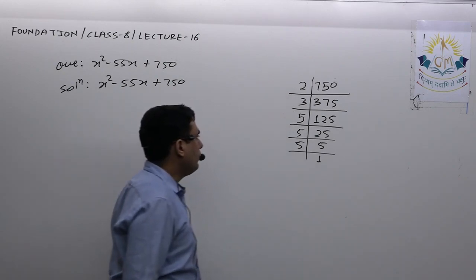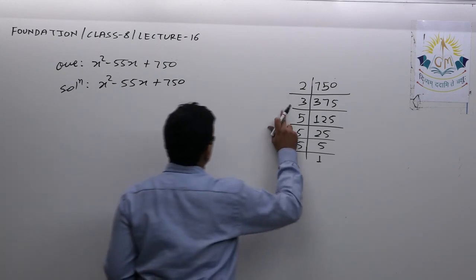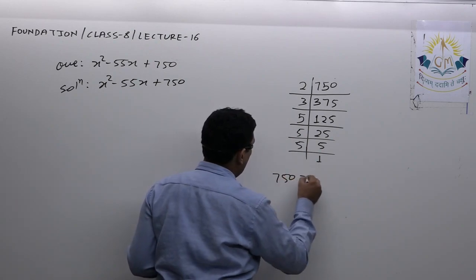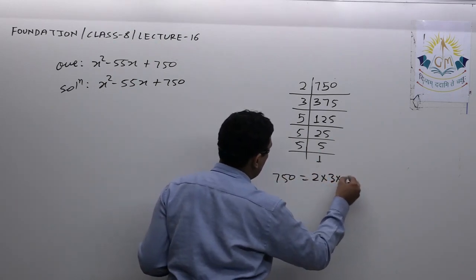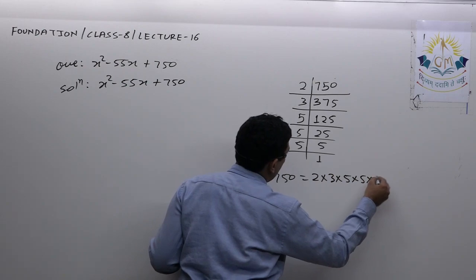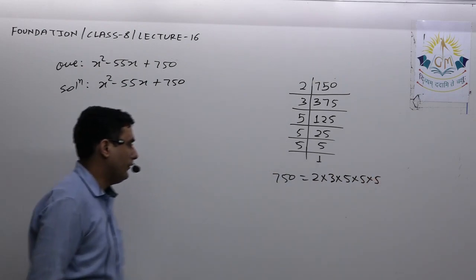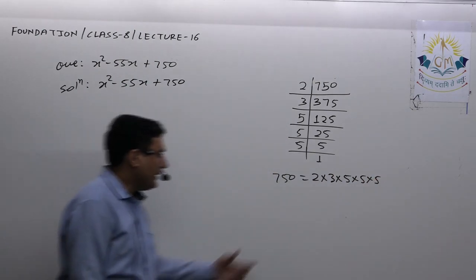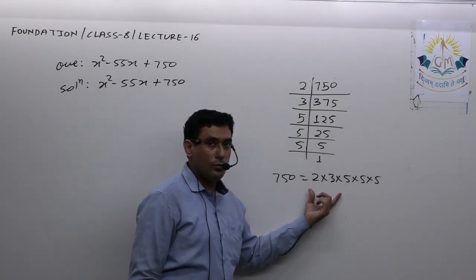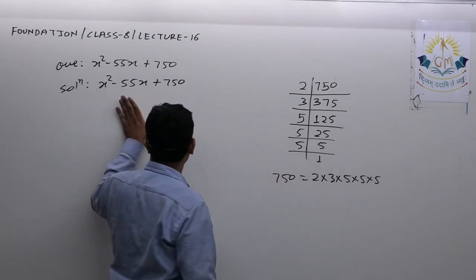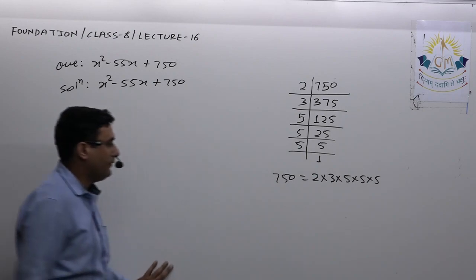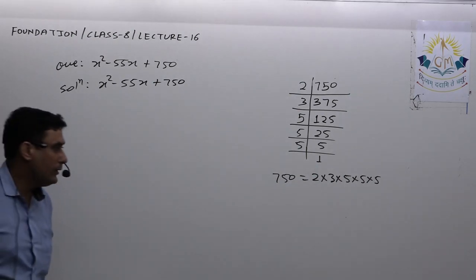Okay, so factors are 2 into 3 into 5 into 5 into 5. 750 is equal to 2 multiplied by 3 multiplied by 5, 5 and once again 5. So I'm giving you time. Think that which two groups is going to give you minus 55. Okay, then I will give you the solution.